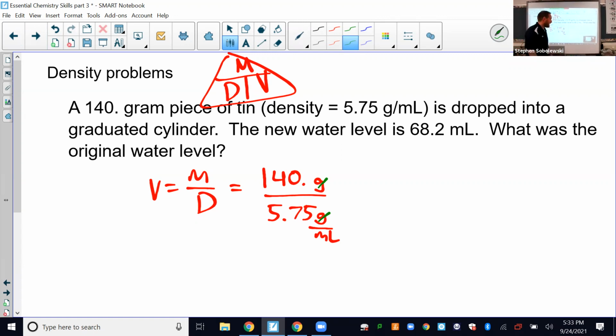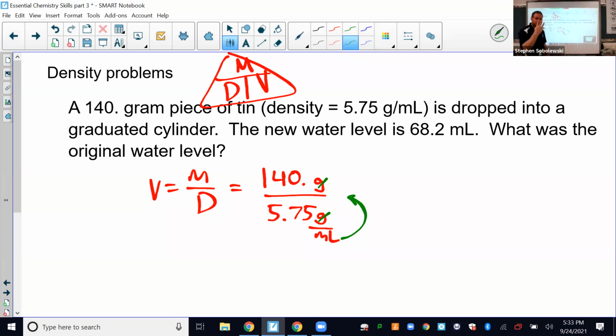It comes up to the top. That's our new unit. This makes sense. Does milliliters make sense for volume? Of course it does. So 140 divided by 5.75.